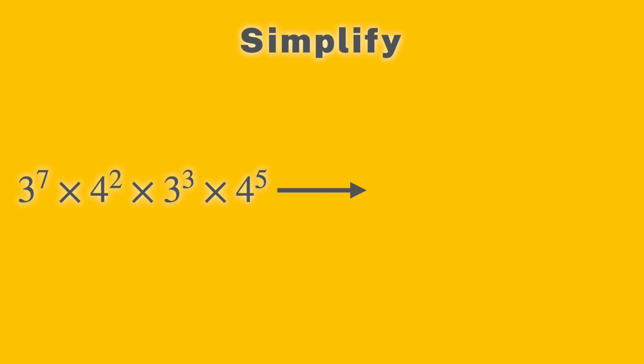This is much more tricky. We have 3 to the power of 7 times 4 to the power of 2 times 3 to the power of 3 times 4 to the power of 5. The trick here is to group the bases that are the same together. So for instance, I have 3 to the power of 7 times 3 to the power of 3. That becomes 3 to the power of 10. Now looking at the 4s, we have 4 to the power of 2 times 4 to the power of 5, and so that becomes 4 to the power of 7.